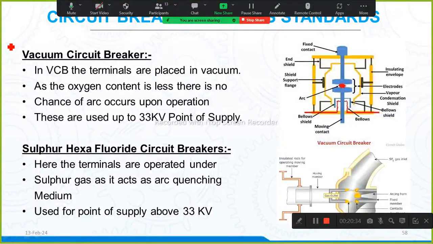Then people came with a concept called the vacuum circuit breaker. Now what is this vacuum circuit breaker? A vacuum circuit breaker means the terminals are placed inside a vacuum. Why?